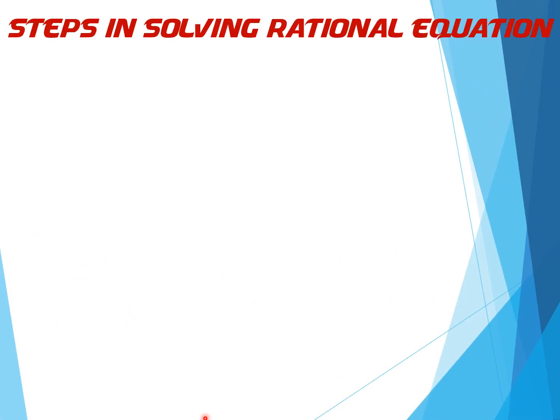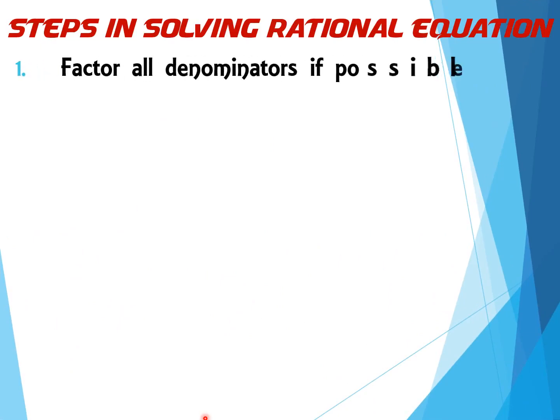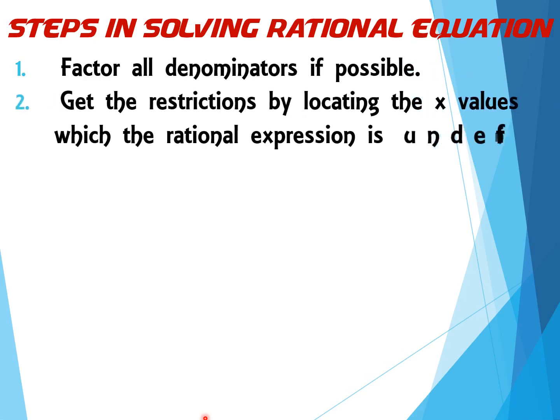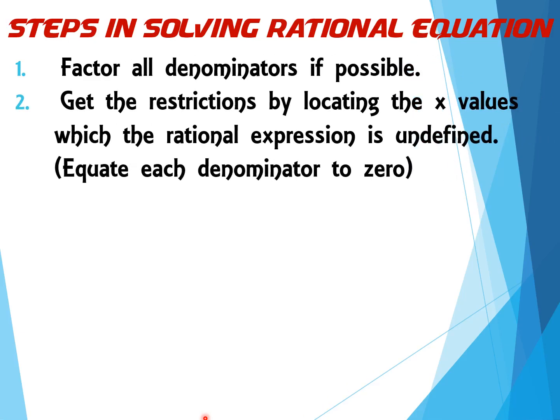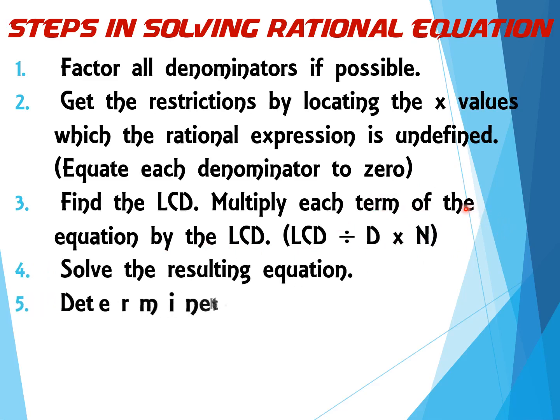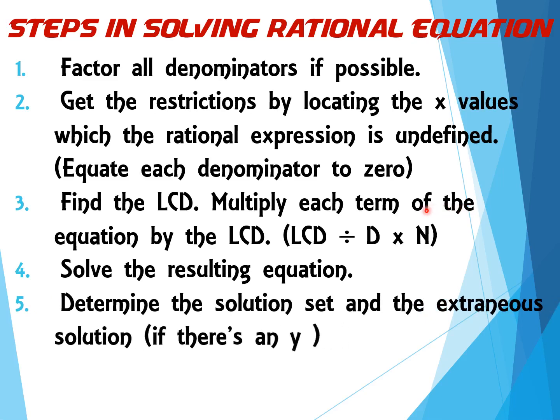Here are the steps in solving rational equations. First, we factor all denominators if possible. Next, we get the restrictions by locating the x values which will make the expression undefined. We do this by equating each denominator to 0 and then solving for the value of that variable. And then we find the LCD and multiply each term of the equation by the LCD, so we have the LCD divided by the denominator times the numerator. Then we solve the resulting equation, determine the solution set and the extraneous solutions, and do the checking.